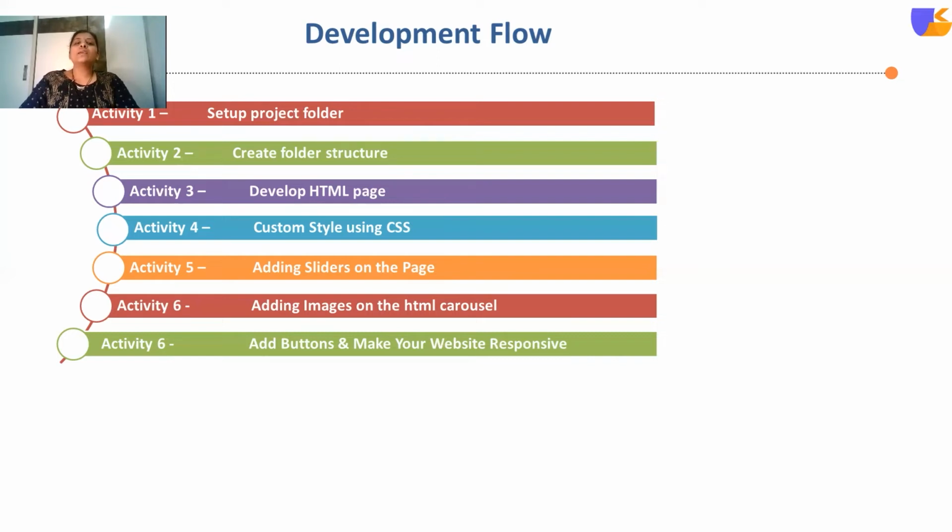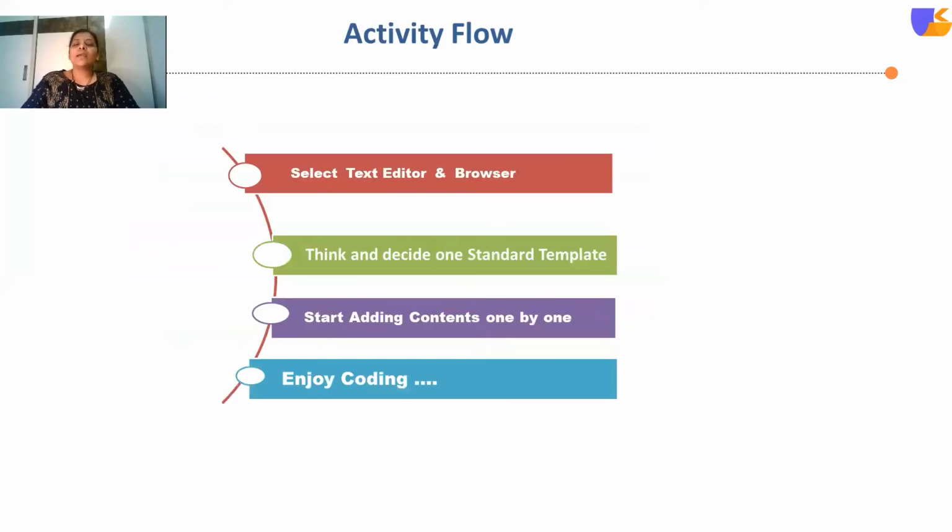The next thing is, you have to add the sliders into your page, then add images in the HTML carousels. Then you have to add the buttons and make your website more responsive and interactive. So this is the entire development flow which you have to consider. Now let's have a look at the activity flow, that is, how you are performing this.